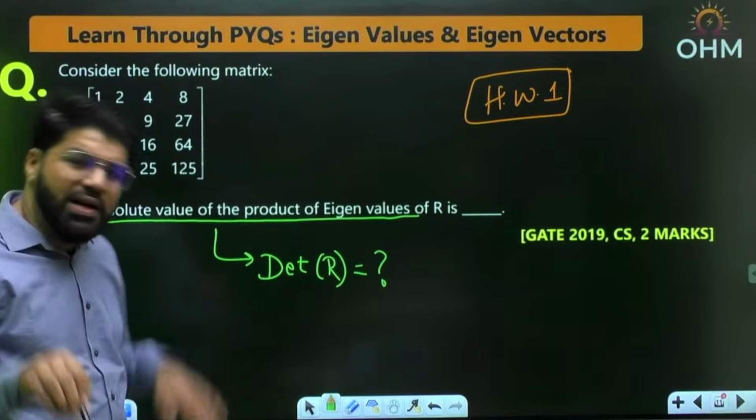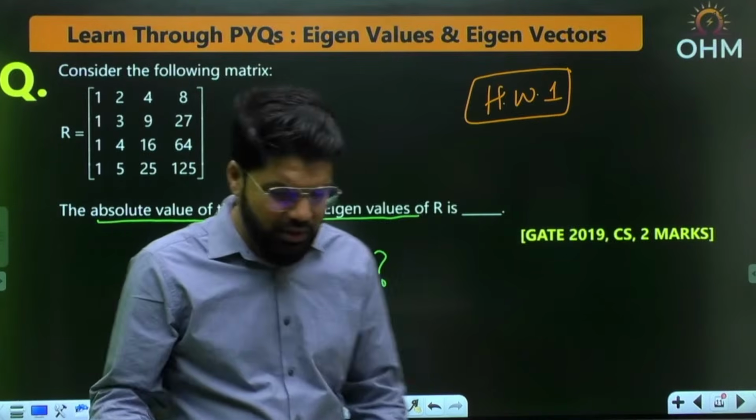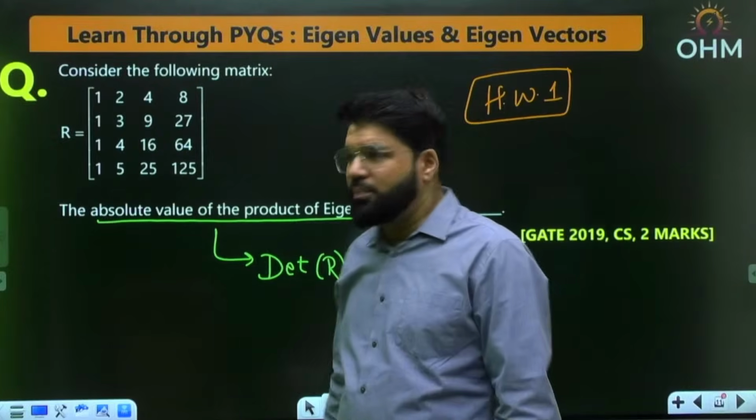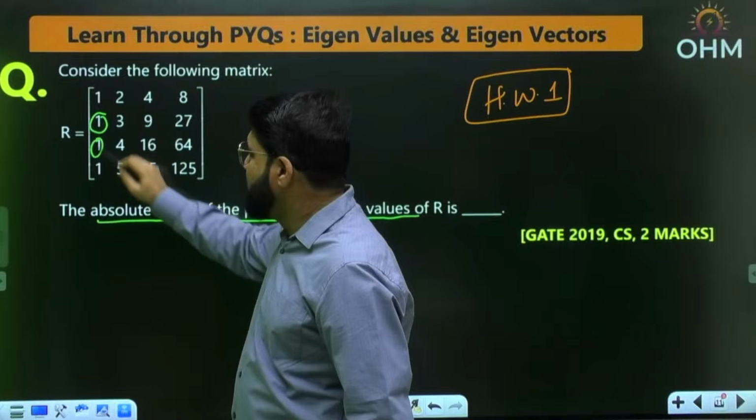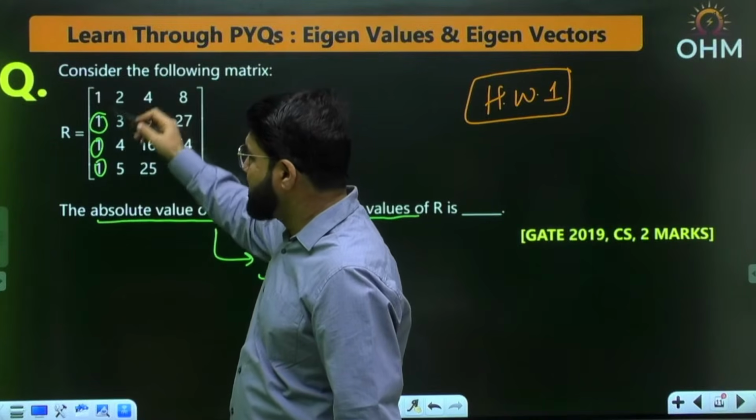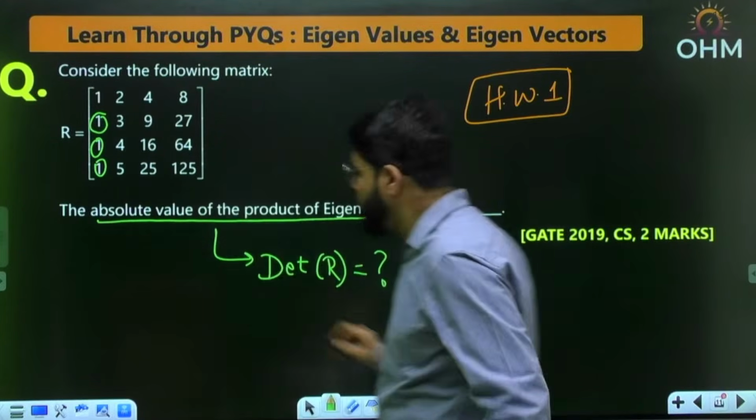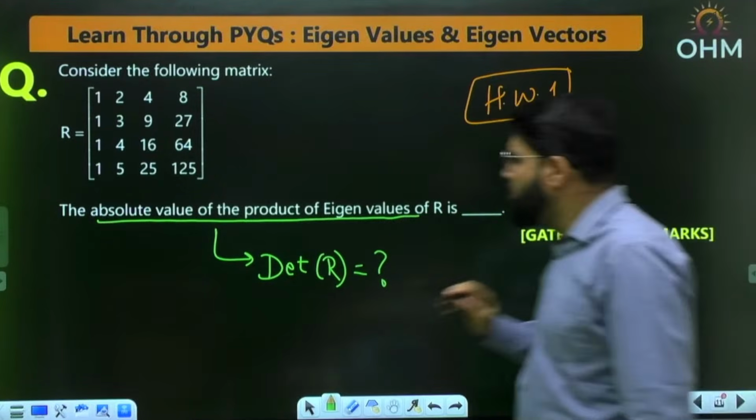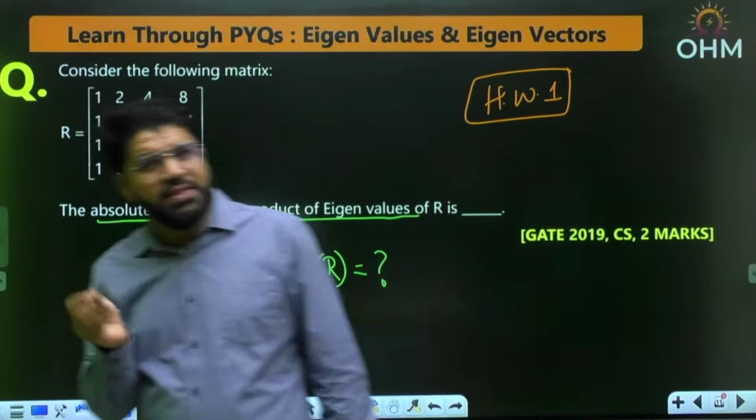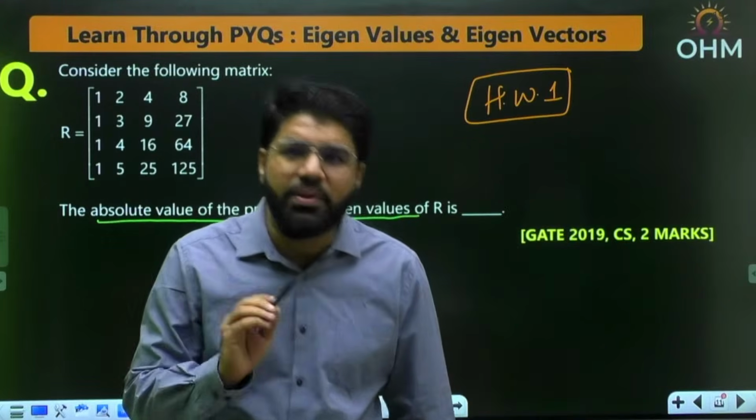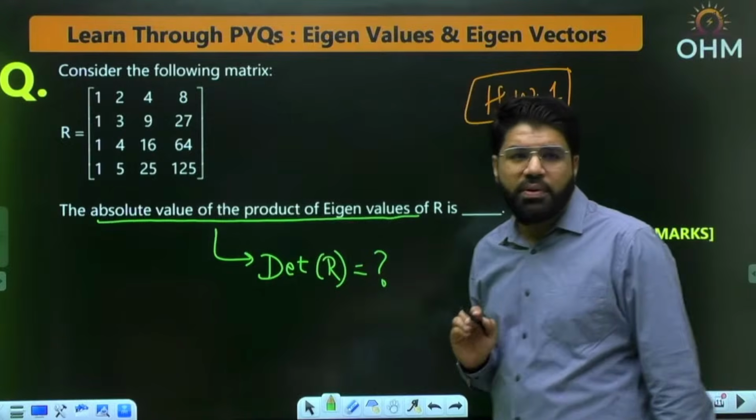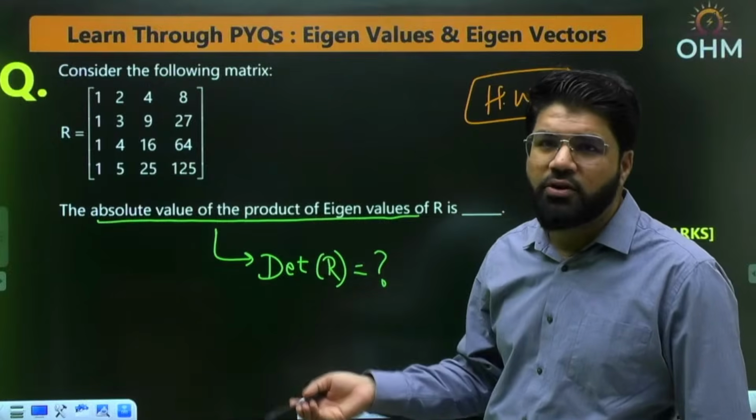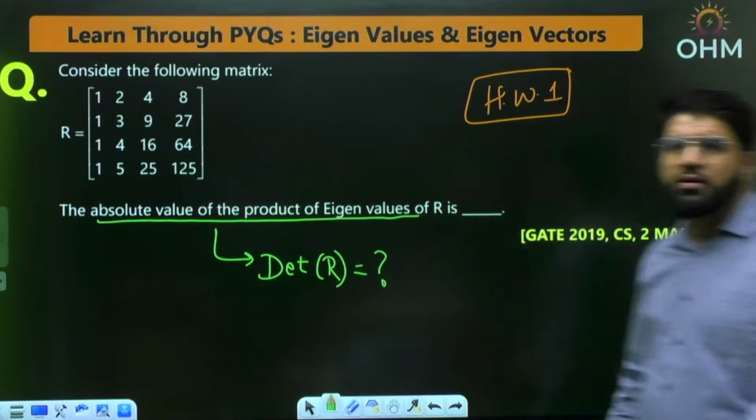So it is actually a determinant question, and I'm giving it as homework. You can calculate the determinant by applying some basic row operations. Like this is all 1, 1, 1, you can convert to 0 with R2 minus R1, R3 minus R1, R4 minus R1, or whatever you want to do. So this is homework number 1 for today. The question uses the language of eigenvalues, but it is just a determinant question. It's not a pure eigenvalue question, but that knowledge has to be there. Product of eigenvalues is the determinant of the matrix.